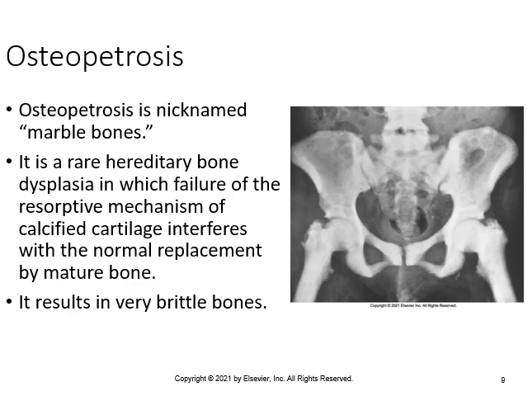Our next disease is called osteopetrosis, and this is not to be confused with osteoporosis. Osteopetrosis is known as marble bones. It's a rare hereditary disease, so it's linked to our genetics. And what occurs with this is there's a dysplasia in which the failure of the resorption mechanism of the calcified cartilage interferes with normal bone replacement.